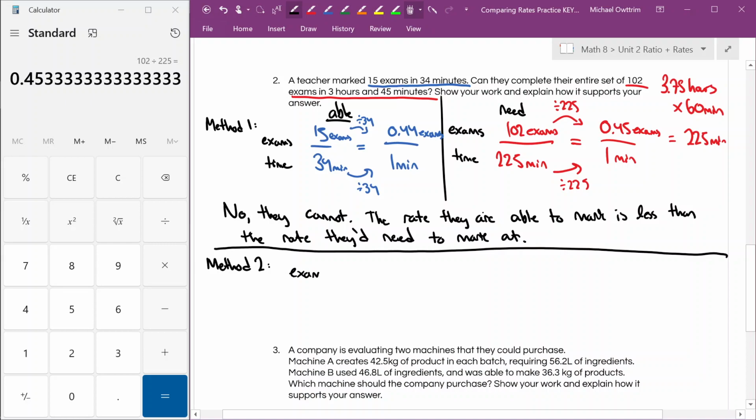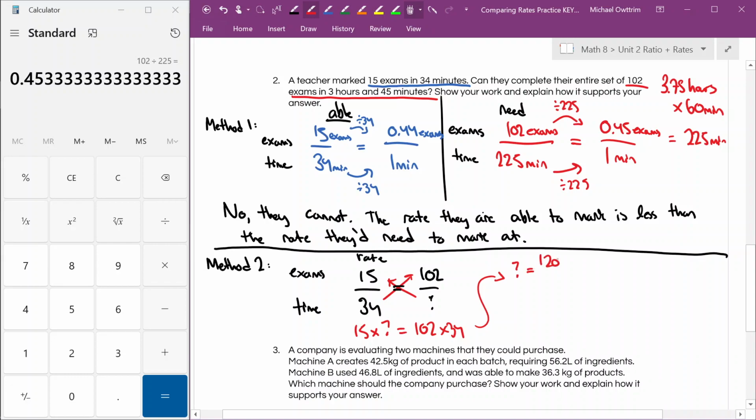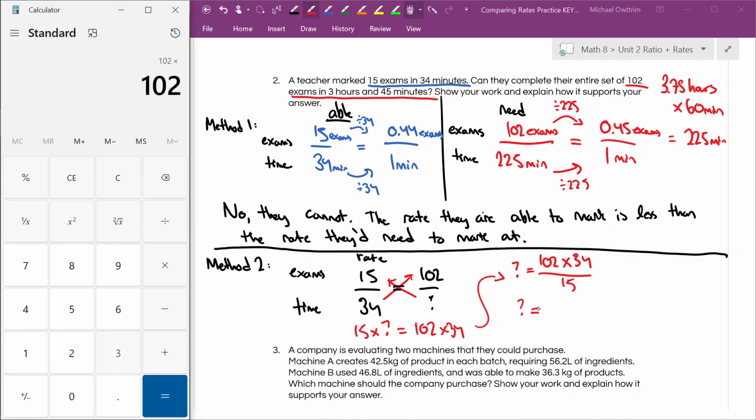So we'll set that up. We'll still use exams and time. Our rate is 15 exams, takes 34 minutes. We want to do 102 exams and know how many minutes that will take. I'm going to use cross multiplication to complete this. So we'll say that 15 times question mark is equal to 102 times 34. We'll divide both sides by 15 to get it away from the question mark. And we'll do our 102 times 34, divide by 15.